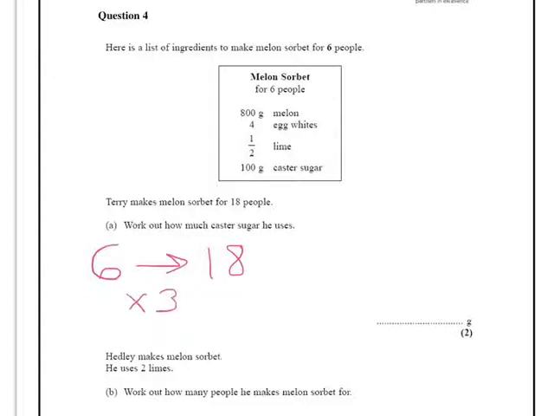So we would do this with all the ingredients as well. Now, because we start off with 100 grams of caster sugar, we multiply that by 3, and we get 300 grams of caster sugar. 300 grams.